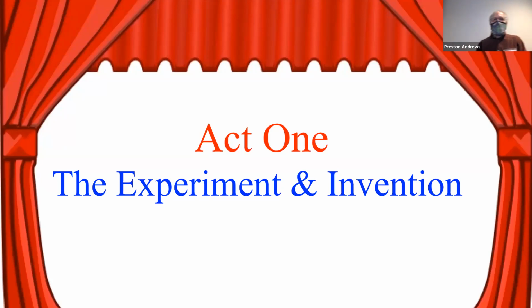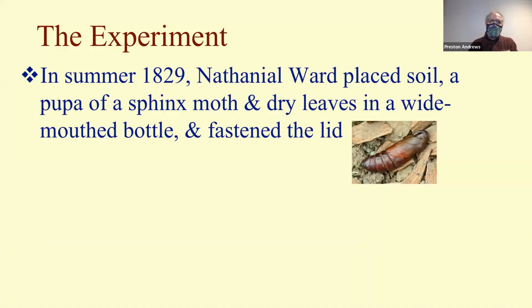So, Act 1: the experiment and the invention. You'll learn very quickly about what this was. The experiment: Nathaniel Ward, his name will be very familiar when we're done. In the summer of 1829, he placed some soil, a pupa of a sphinx moth, and some dry leaves in a wide-mouth bottle, and he fastened the lid. Here's a pupa of a sphinx moth there.